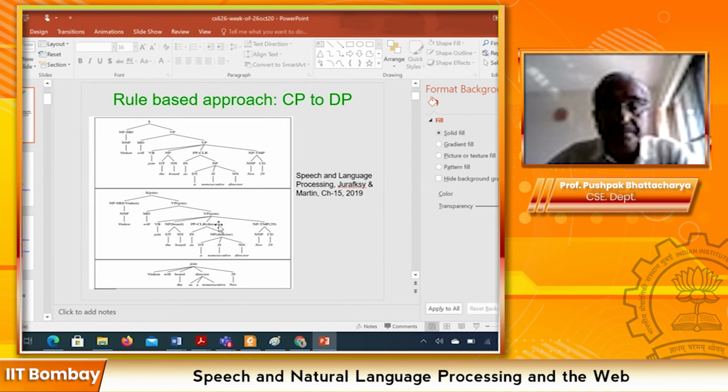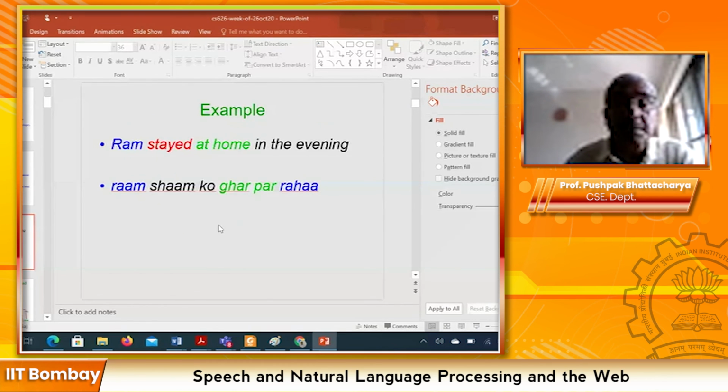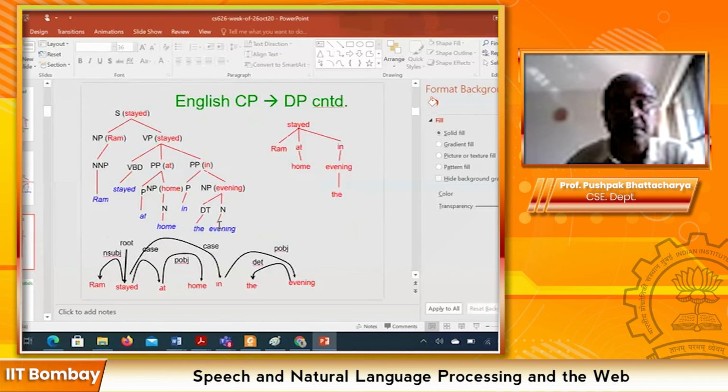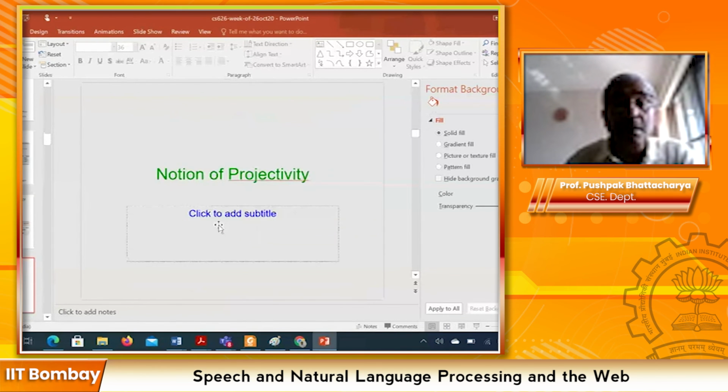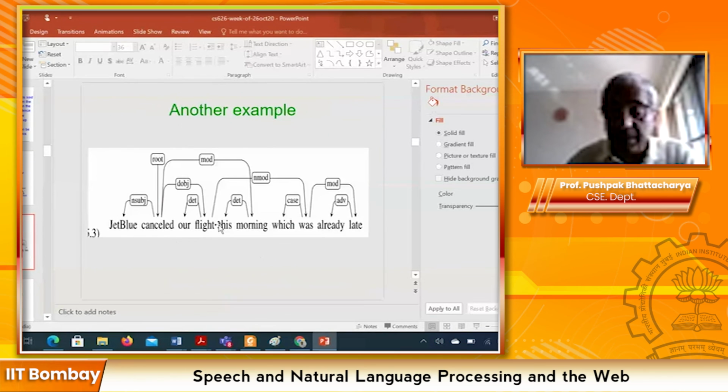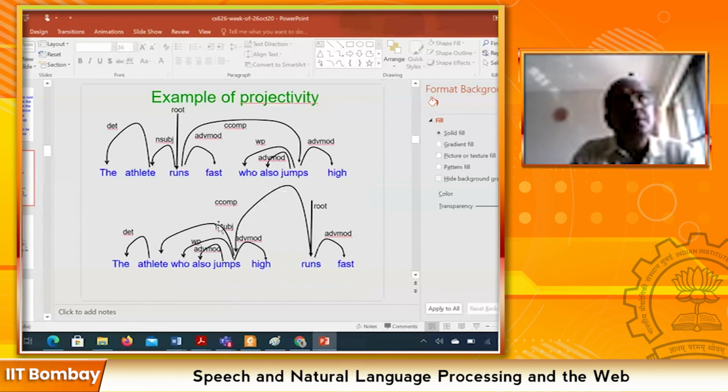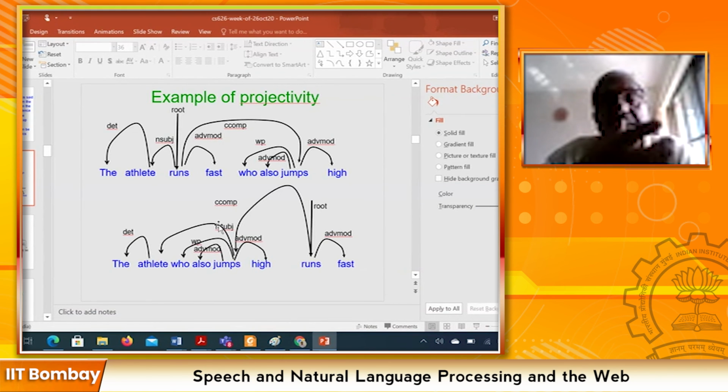Parth asks, I might have missed it. Sir, what point was being conveyed in the athlete example? What was being conveyed is the idea of dependency parsing. How does a dependency parse look? Essentially, that is what was being conveyed.